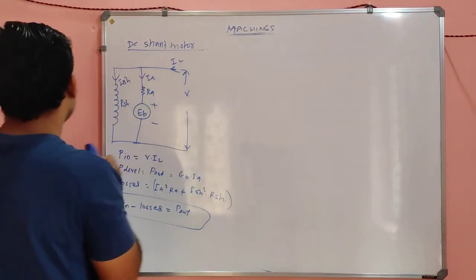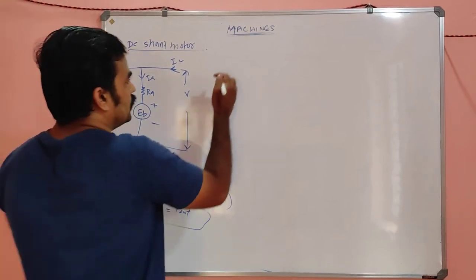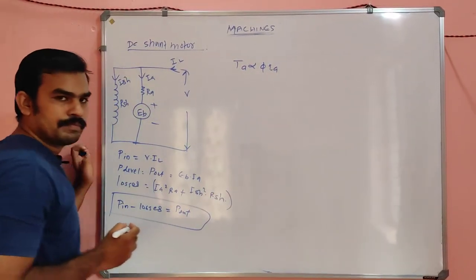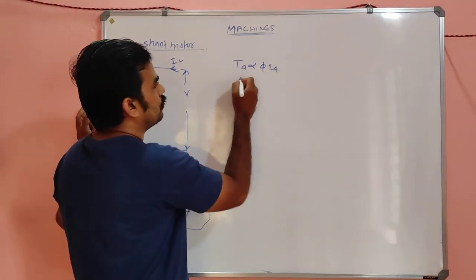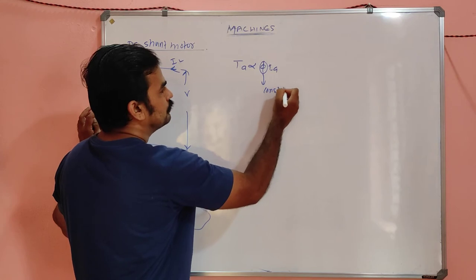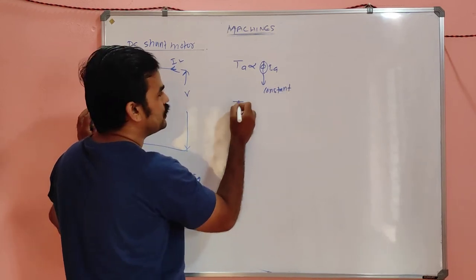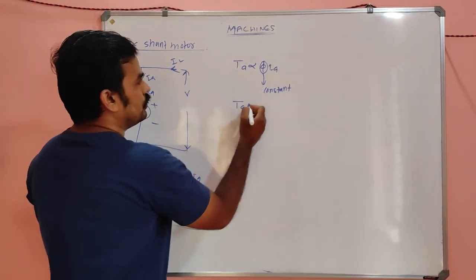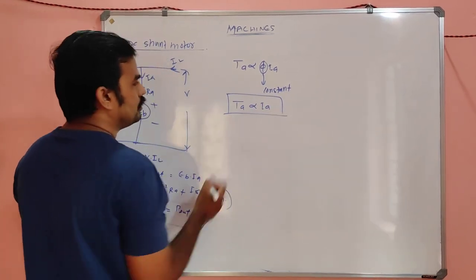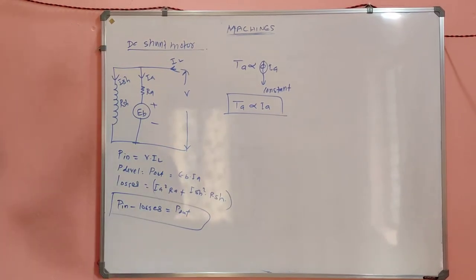Let's go for the torque equation directly. The torque equation: TA will be proportional to phi into IA. In a DC shunt motor, phi is a constant. So TA will be directly proportional to IA only. It's very, very important, my dear. It will be proportional to IA only.